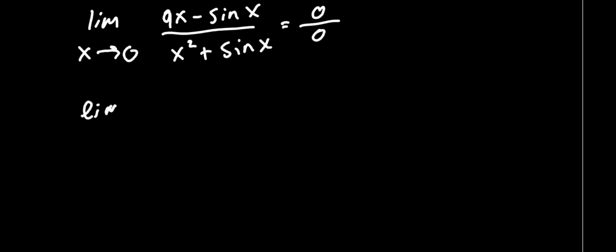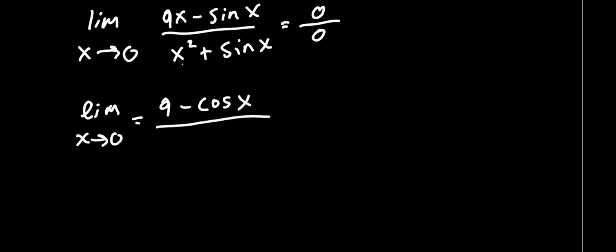So if we use L'Hopital's rule to avoid this indeterminate form, we have the derivative of the top: the derivative of 9x is 9, the derivative of sine x is cosine x, and then we have the derivative of the bottom: the derivative of x squared, which is 2x, plus the derivative of sine x, which is cosine x.